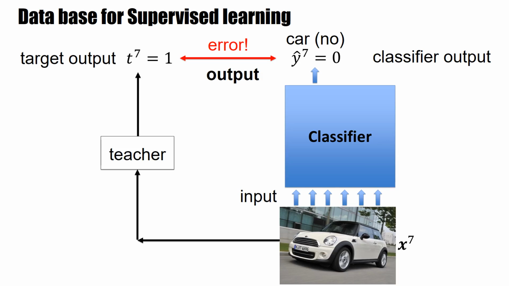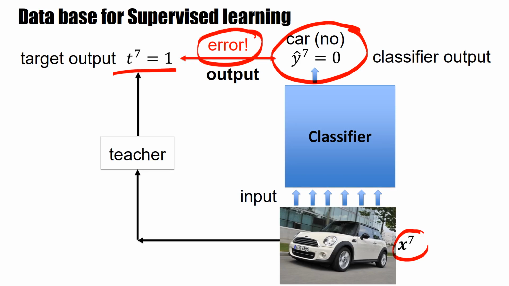So for this input here, the teacher said, yes, it's a car. This input number 7, the input vector number 7, has a target output 1. But our classifier currently says the output is 0. And this means that the classifier is wrong. We have an error. And the aim is now to change the parameters of the classifier such that this error is as small as possible.